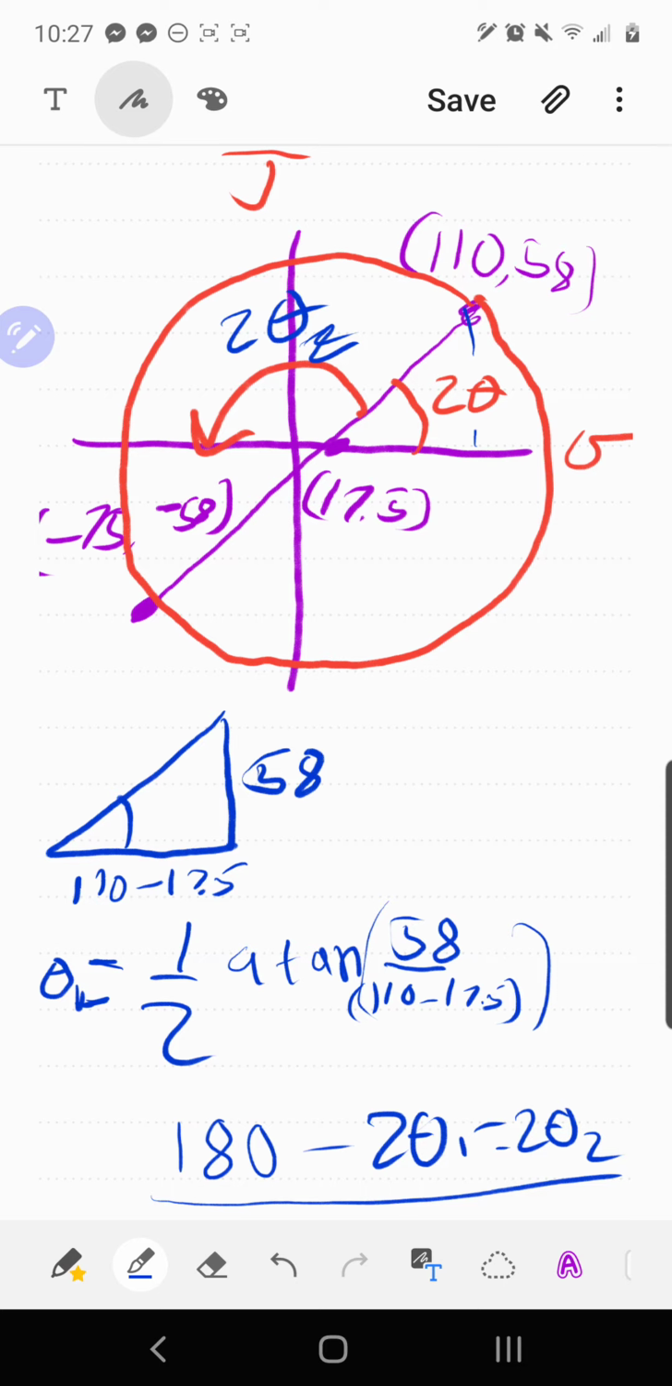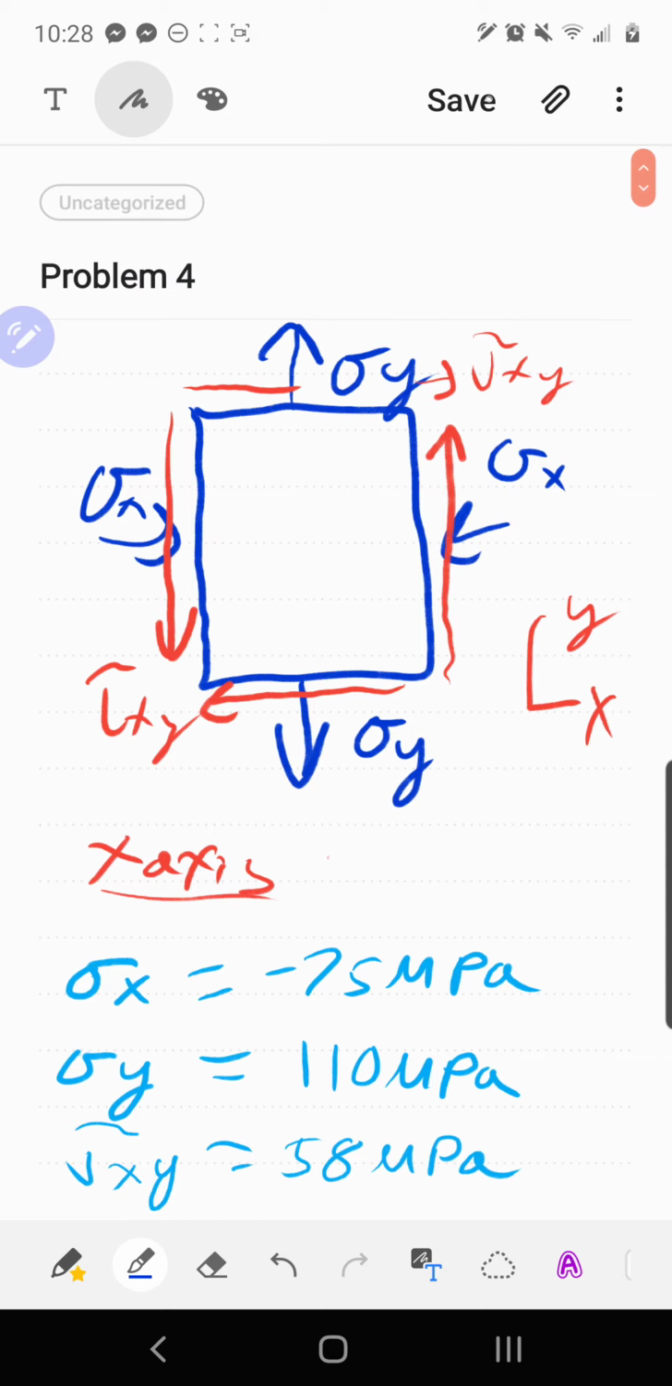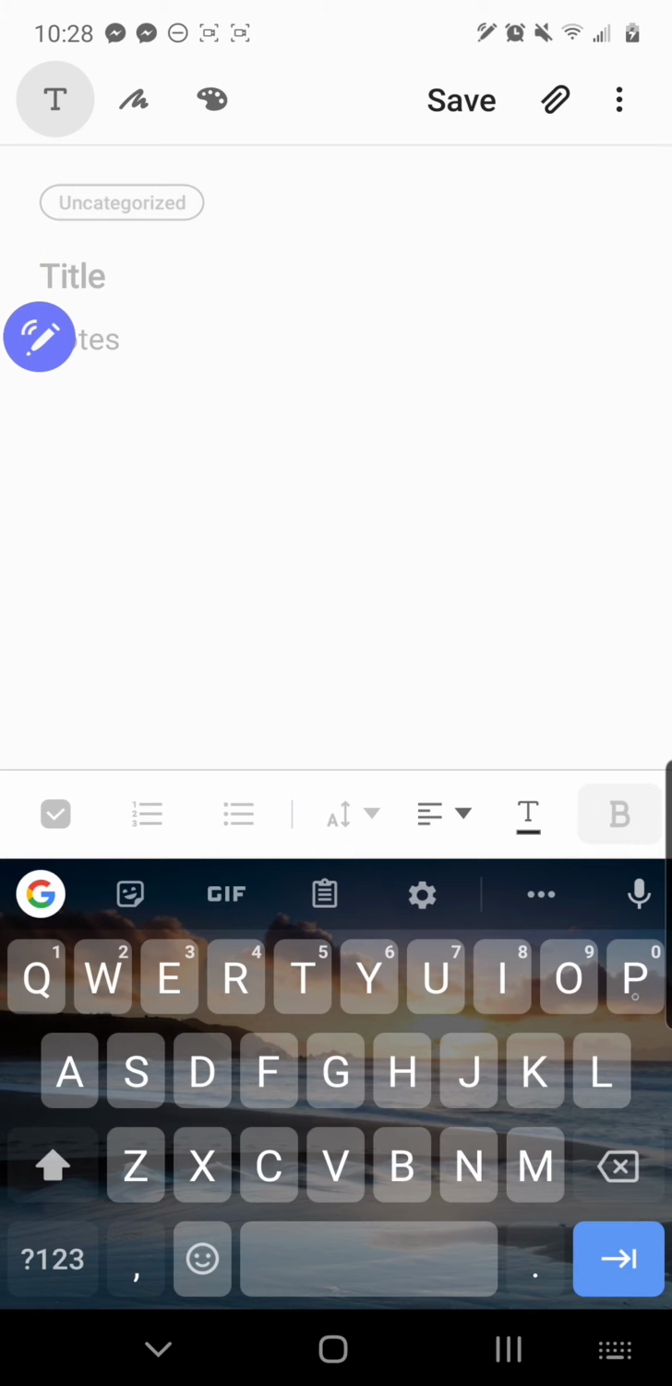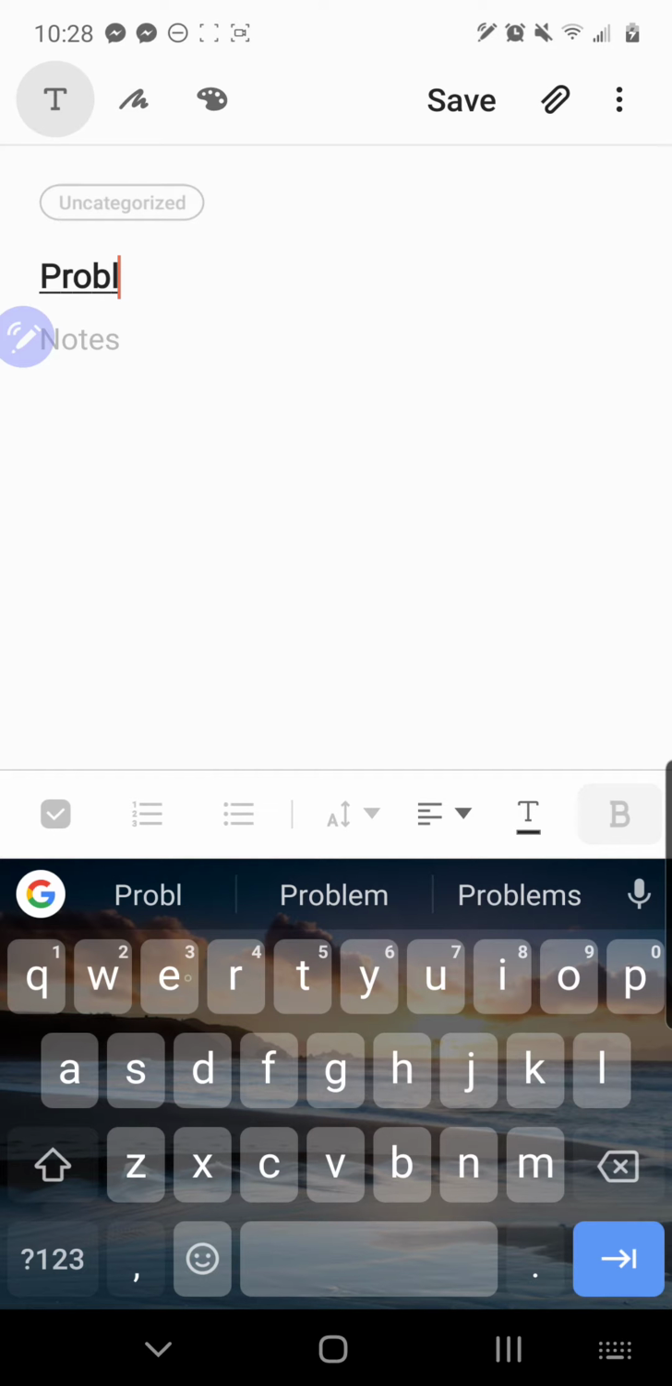Alright, nice. Let's see what else in here is a difficult problem. This one has to find the principal stresses. What is the elongation? Okay, let's do this one. Number 5.